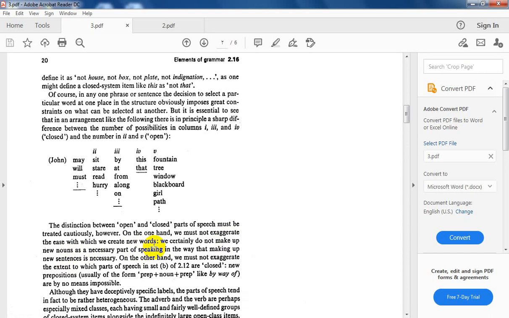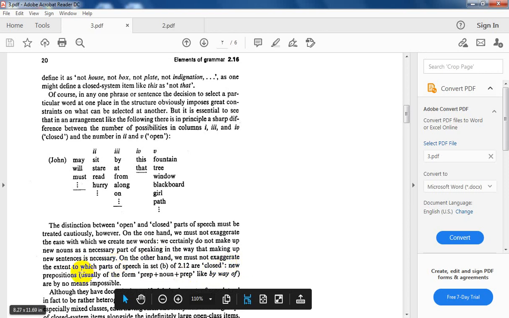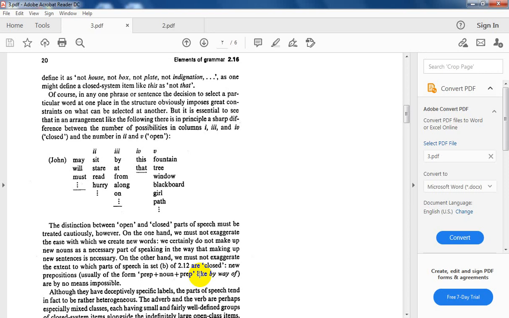We do not make up new nouns as a necessary part of speaking in the way that making up a new sentence is necessary. When I want to invent or create a new noun, there is a need, there are rules. On the other hand, we must not exaggerate the extent to which parts of speech in set B are closed. Of course not all of them, because sometimes we can make some sort of mixing of the closed system items together to create what? To create open. So, they are by no means impossible.